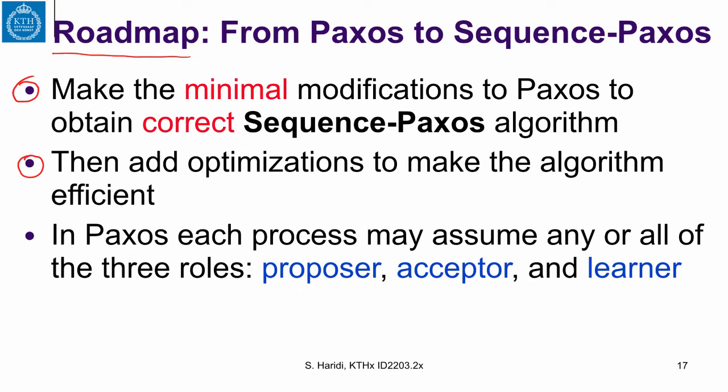So let us remember single value Paxos. In this algorithm, any process can propose. And in Paxos, a process may assume any or all of the three roles: proposer, to propose a value; acceptor, that accepts values; and learner, that learns the decided value.